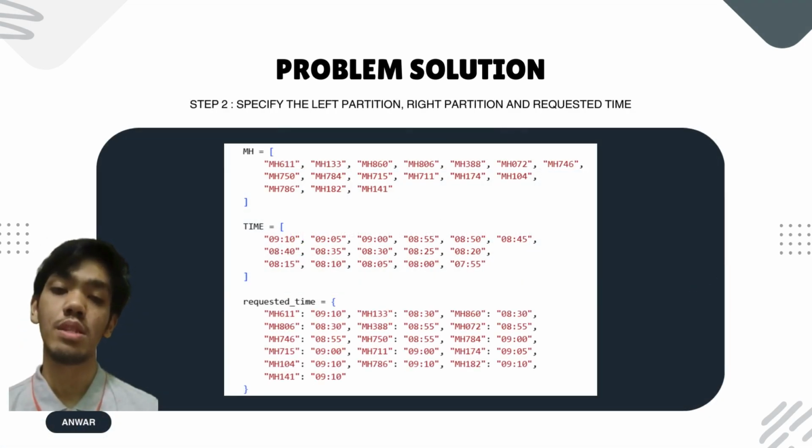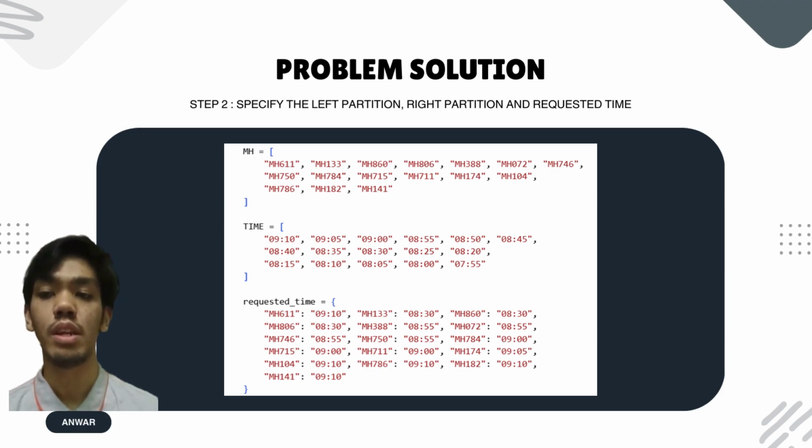The second step is to define the left partition, right partition, and requested time. The left partition will include all the flight numbers that depart in the specific time and defined as NH, while the right partition is where we include all the departure times available, and requested time is when the original time of the flight number takes off.